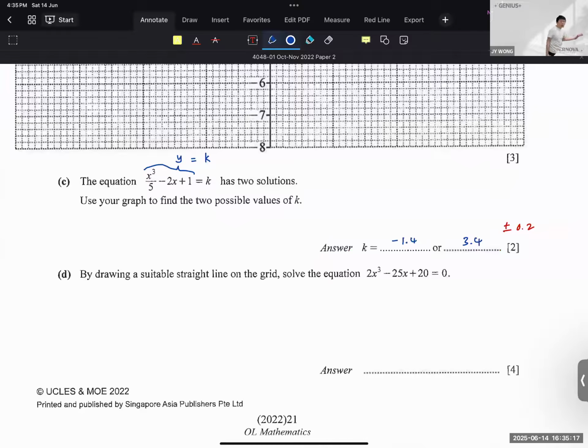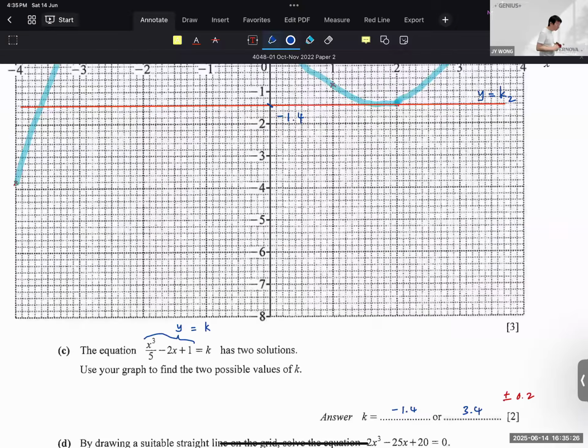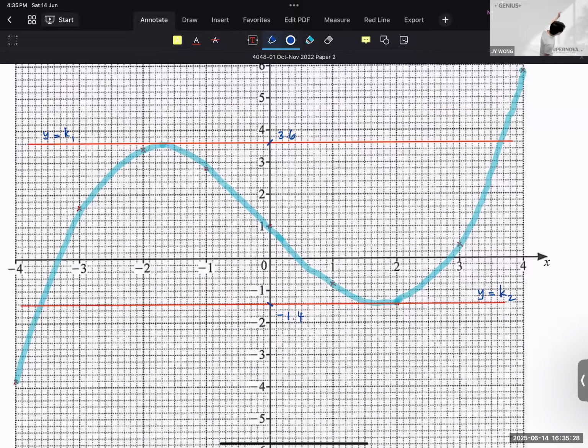All right, so you must understand what the question is asking for. The only way to have two solutions against a horizontal line on a cubic curve is when you are at the turning point. If it's above the turning point or if it's below the turning point, then it's no longer two solutions. It becomes only one solution.